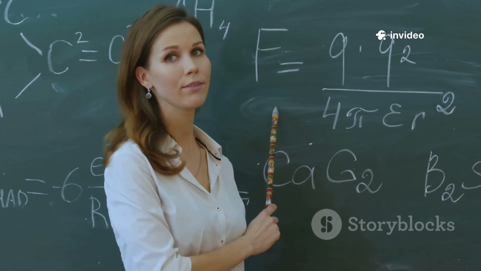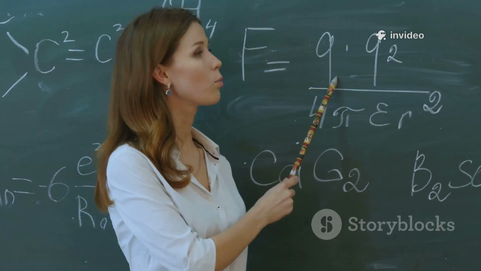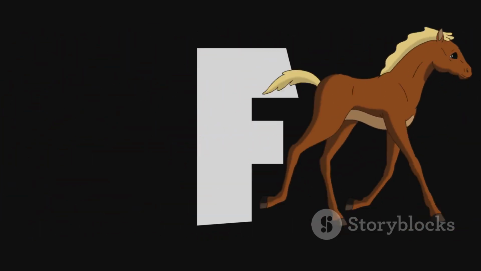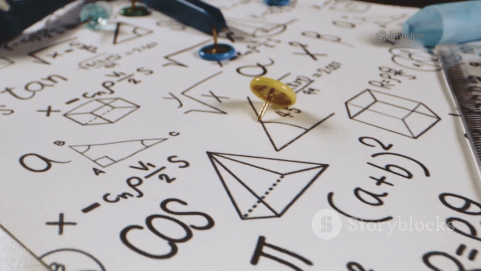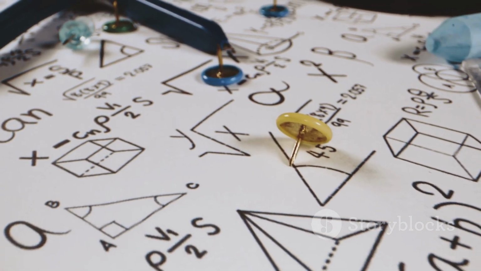Read it as f of x. It's important to pronounce it correctly to avoid confusion. Here, f is the function's name. It identifies the specific function we're working with. And x is the input, the value we're feeding into the function. The entire expression f(x) tells us the output, the result we get, for any given input x.